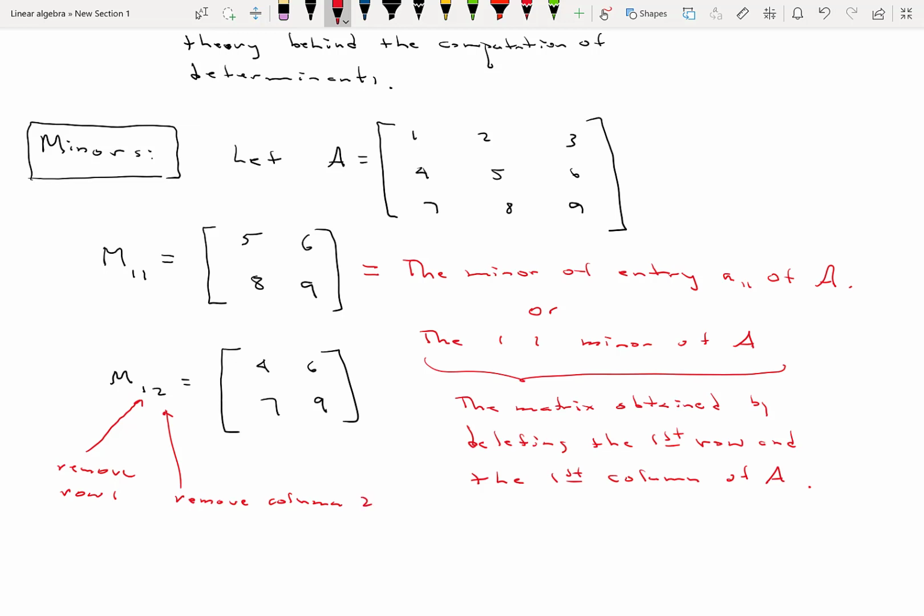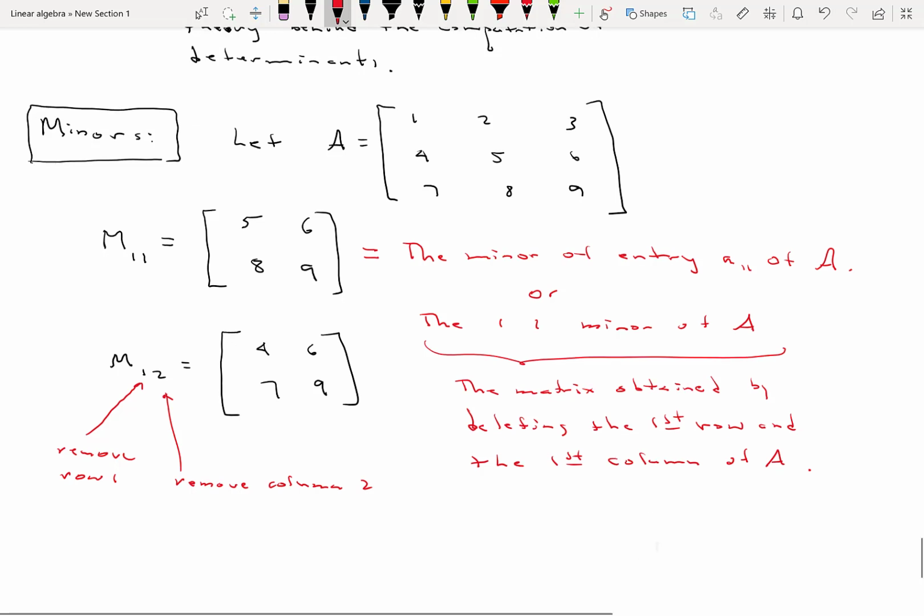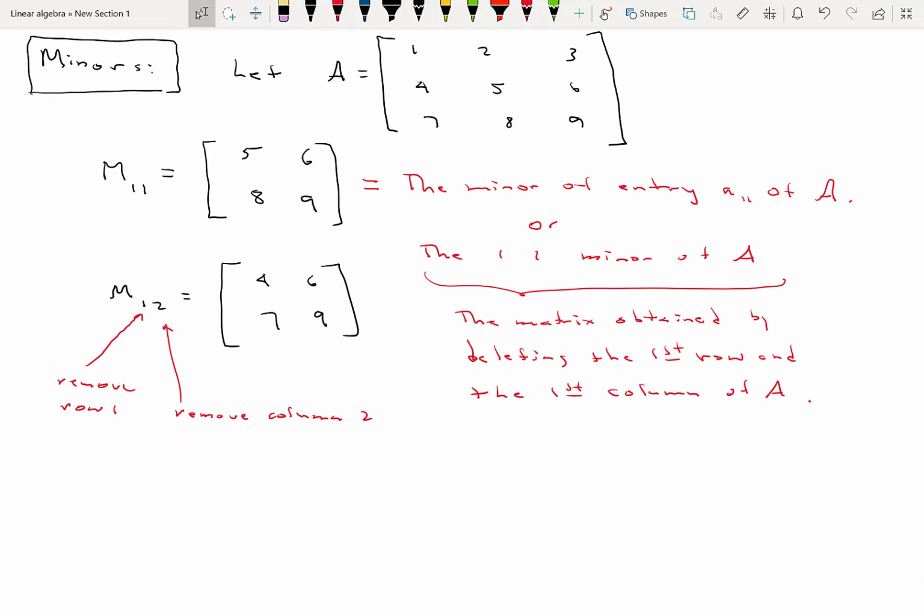If you remove row 1, the entries whose entries are 1, 2, and 3, and column 2, whose entries are 2, 5, and 8, you're left with a matrix of dimension one less than we started. We started with 3 by 3. We end up with a 2 by 2 matrix whose entries are 4, 6, 7, and 9. If you don't get the pattern yet, it's really very simple. You're not going to have a hard time.